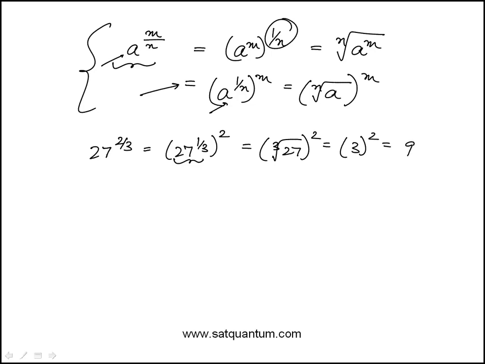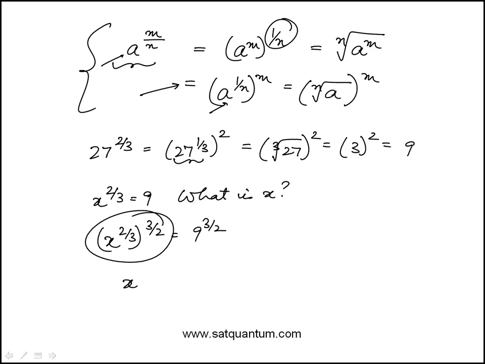Now, as far as a question, this is a good example of a question. You're given that x to the power of 2/3 is 9. What is x equal to? Again, we can raise both sides to the power of 3 over 2. Doing so is going to make this x to the 1, because if you multiply these two numbers, that's 1. And so we have x is equal to 9 to the power of 3 over 2.